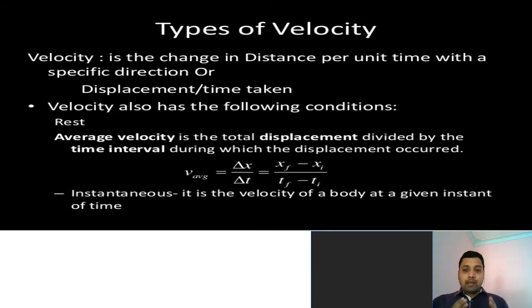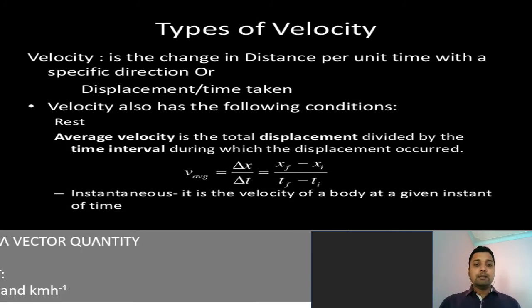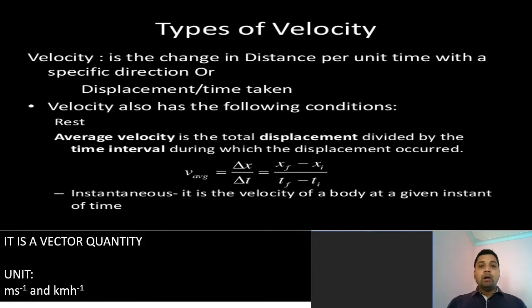Velocity again has different types. One is instantaneous velocity, which means the velocity of the body at a particular instant of time, at a particular point of time. When you come to average velocity, total displacement by total time is the average velocity. Average velocity can be zero but average speed cannot be zero. Here you will see the unit of velocity is the same as speed: meter per second and kilometer per hour.